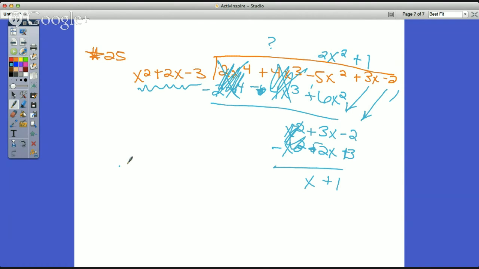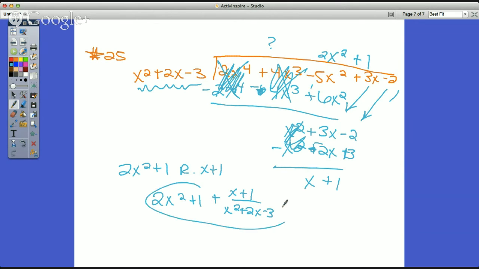what I can do is say 2x squared plus 1, remainder x plus 1, or you could say 2x squared plus 1 plus x plus 1 over x squared plus 2x minus 3. All right? I hope that was helpful for you on 25. If you need some more help on that, please come in. Remember the big thing, what on top times x squared gets me to my first coefficient and my highest degree within my polynomial.